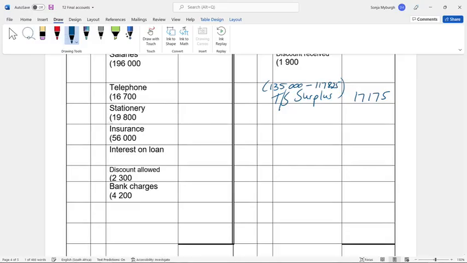Stationery, we've paid 19,800, but we haven't used everything. We have on hand 2,300. Therefore, the expense for stationery will decrease so that according to the matching concept, we only used the real expense for stationery, which is 17,500.